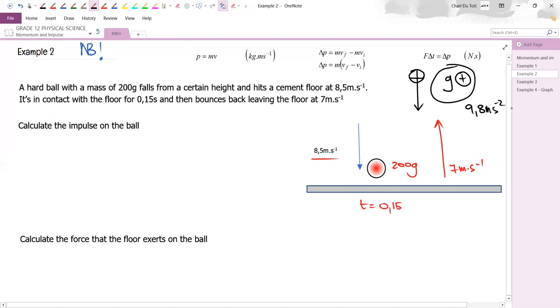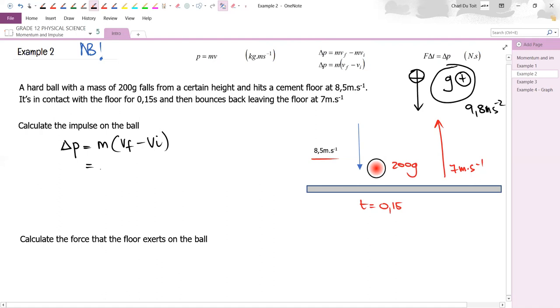I've got a ball. It's a hard ball, like a cricket ball or something, and I'm dropping it from a certain height. It's 200 grams. It hits the floor, a hard floor, at 8.5 meters per second and bounces back upwards at 7 meters per second. The contact time is 0.15 seconds. Calculate the impulse on the ball. The formula for impulse is delta P. The mass doesn't change, so I can factorize the mass out. It's the final velocity minus the initial velocity.